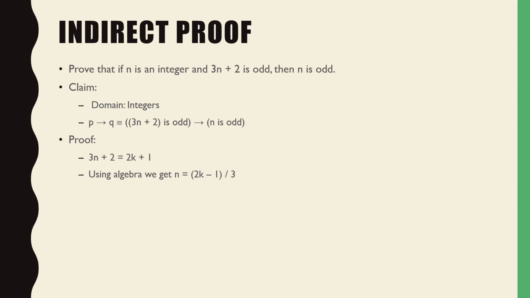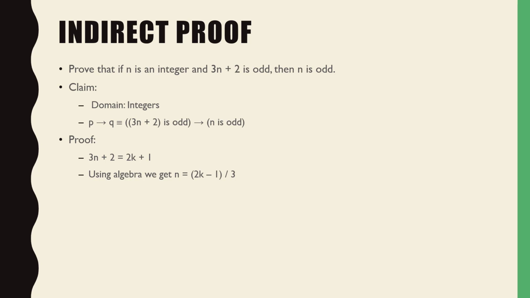We get n is equal to 2k minus 1 divided by 3. Everybody agree with my algebra? Everybody see the algebra? So does that prove that n is odd? No. There may be some weird way we can continue manipulating that, but I don't see it.